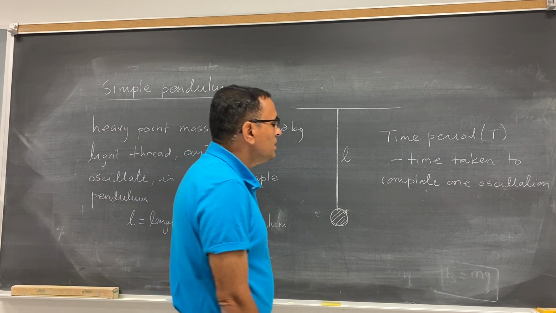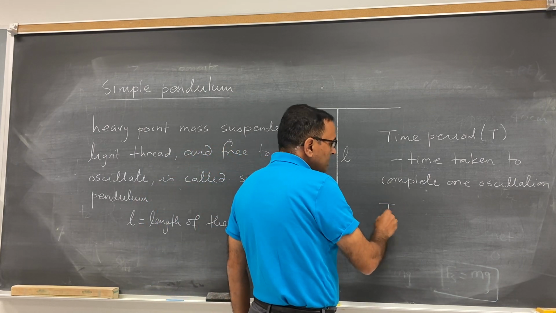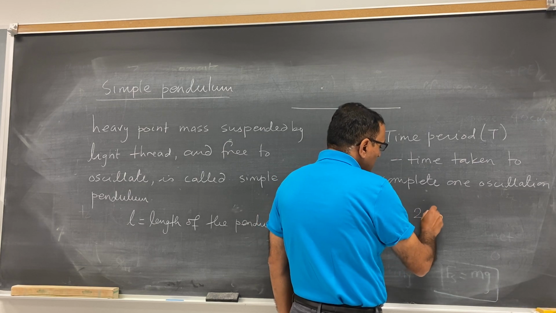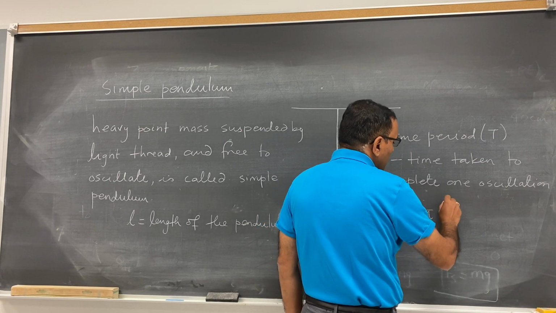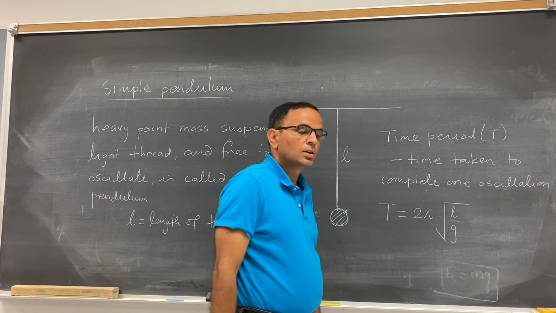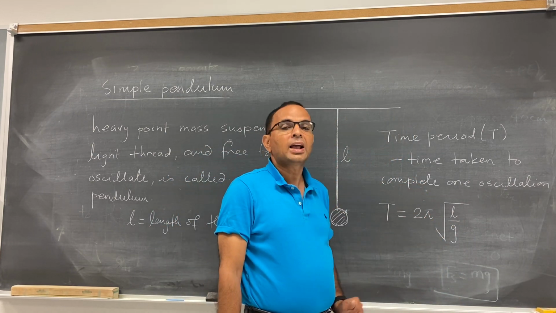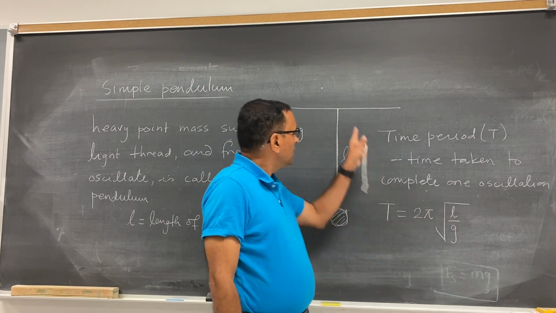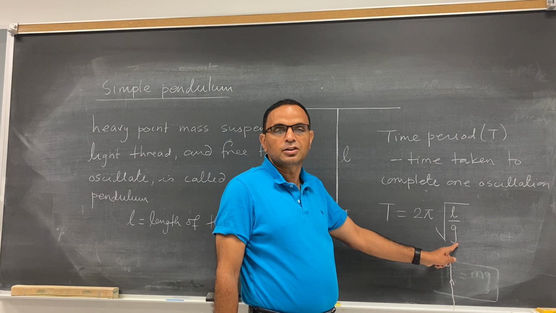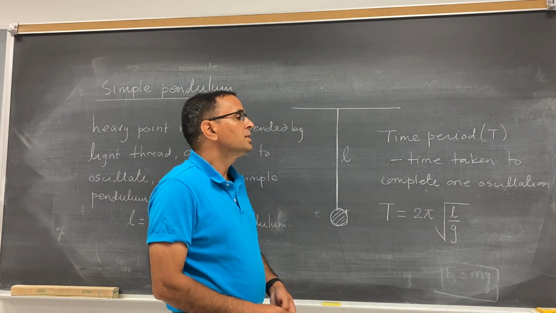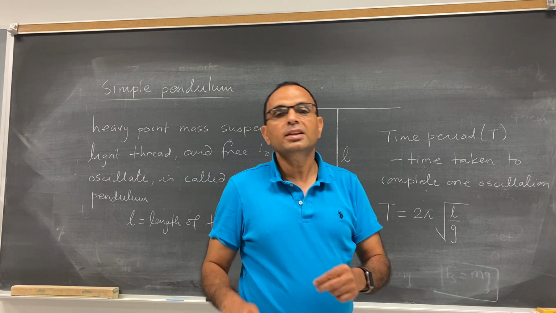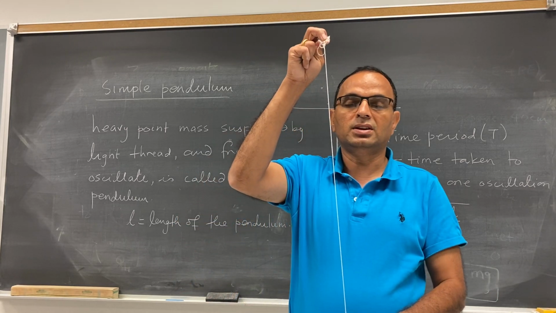And the time period of a simple pendulum, represented by T, is equal to 2 pi square root of L over g. T equals 2 pi square root L over g. What is L? Length of the pendulum. What is g? Gravity, 9.8 meters per second squared. So now we can see the time period of the simple pendulum depends on the length of the pendulum only.